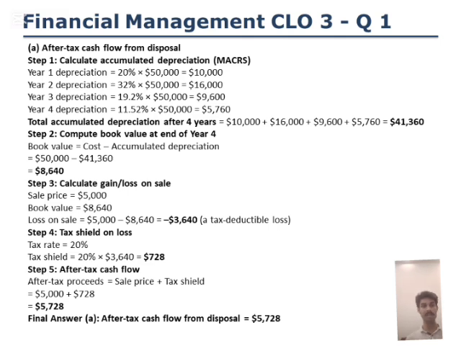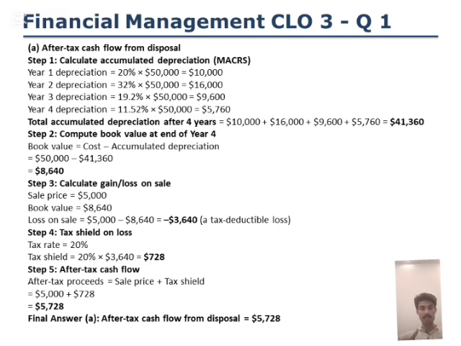In step 3 I calculate the gain or loss on sale. The sale price was given as 5,000, book value 8,640. So there was a loss on sale which is negative $3,640. If I obtain a loss, I don't need to calculate the tax. I don't need to give the tax as an expense. I will record it as a tax asset. It will be an asset for me.